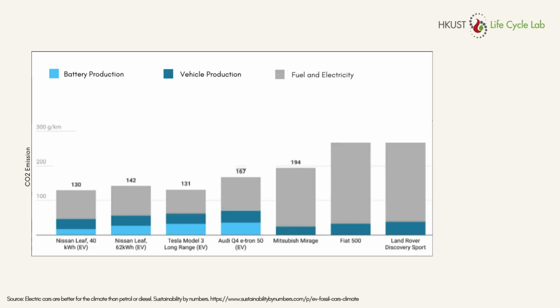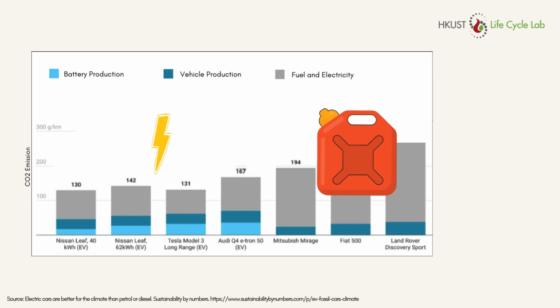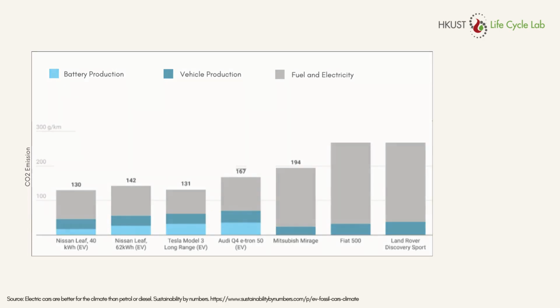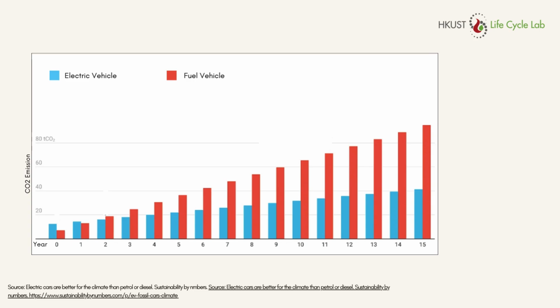But when you combine the manufacturing process with the entire life cycle, you'll realize that an internal combustion engine car has significantly more impact than an EV. And if you look at the overall impact over time, although the manufacturing process causes EV to have a high impact at first, internal combustion engine car actually has a much higher impact in the long run.